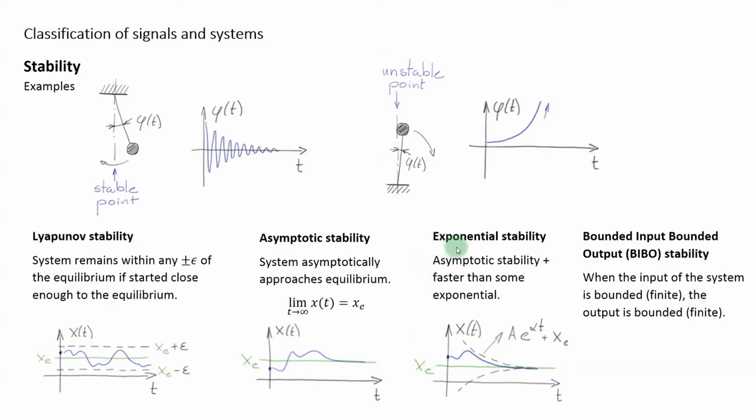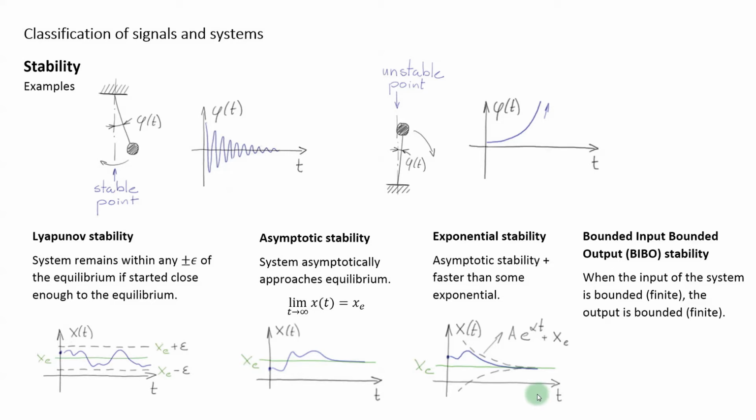A system is exponentially stable if it has asymptotic stability, and on top of that it converges to that equilibrium faster than some exponential. So if your system converges to its equilibrium faster than any exponential, you can say that it is exponentially stable. Now, all these definitions of stability are often applied to all the variables in the system, even the internal ones which we cannot see.